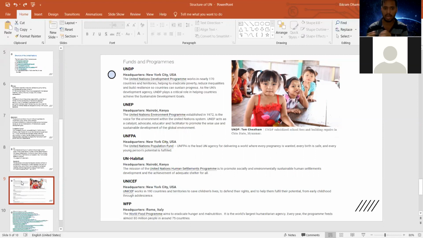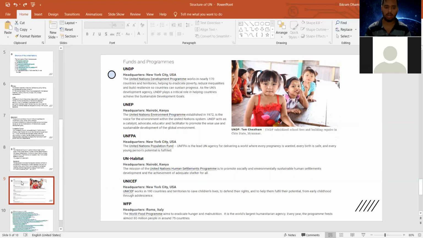So this UN Habitat gives habitat or shelter to the people who haven't got any shelter in the parts or territories of the world. Likewise, there is another program of the UN called UNICEF. Its headquarters is also in New York, United States of America.